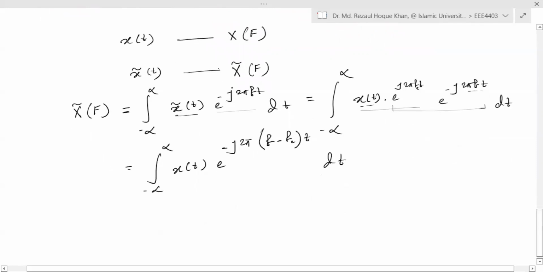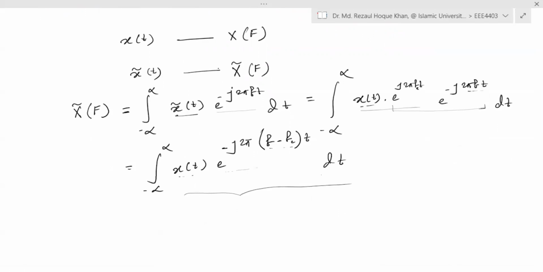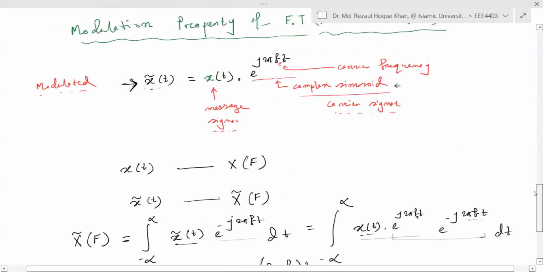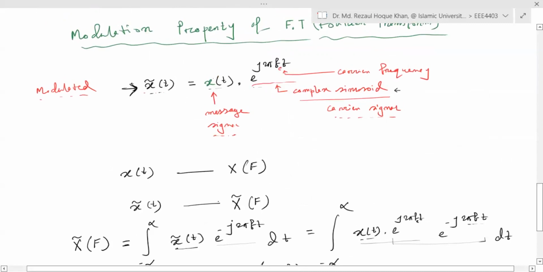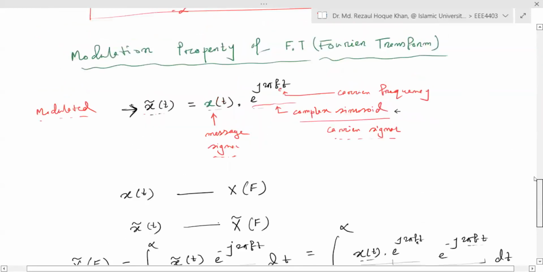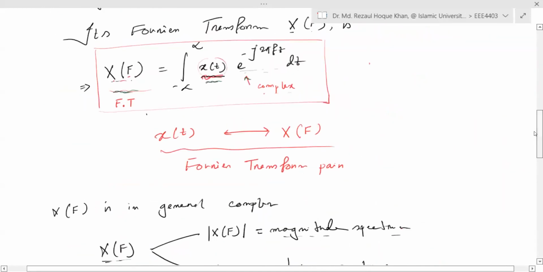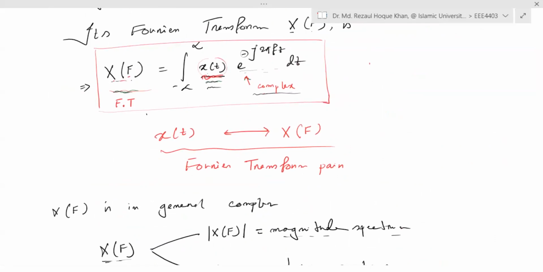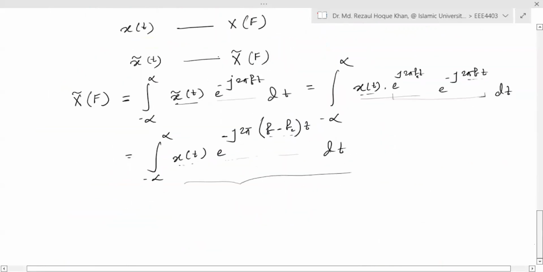Okay, so you can see that this portion is here. What is this? F minus fc. So a time domain signal having a complex sinusoid, with a negative sign here, actually gives you the Fourier transform of that time domain signal, right? So this is nothing but the Fourier transform of this signal.